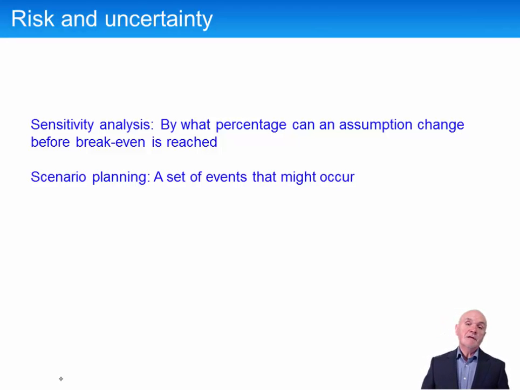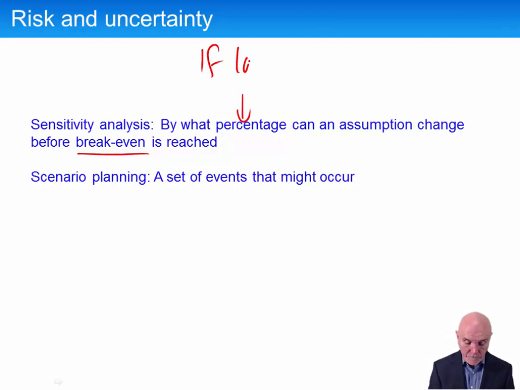There are other methods that we can use to try and assess or deal with risk and uncertainty. First of all, there is sensitivity analysis. Sensitivity analysis is usually described as a percentage by which one of your assumptions must change before you get to a break-even or a zero net present value. Generally speaking, the smaller this percentage, then what you want to do is to try and get some more information.